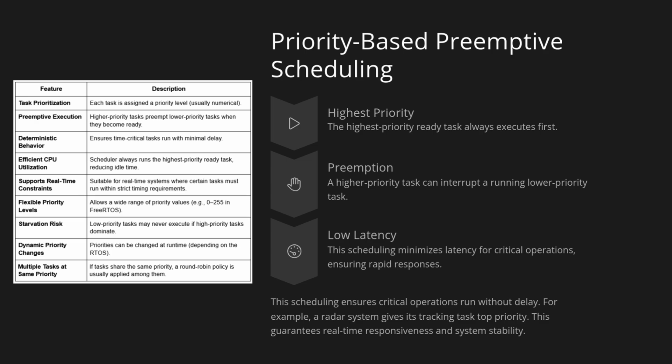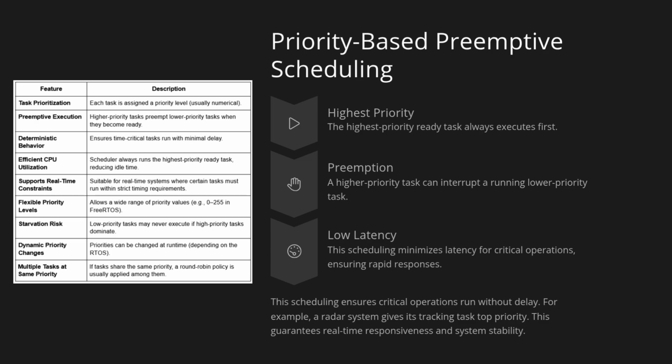Now let's move on to priority-based preemptive scheduling. In this scheduling method, whenever a higher priority task becomes ready, it immediately stops any lower priority task that is currently running. This is called preemption. Now why do we do this? Because it allows the system to react instantly to time-critical events. This ensures low latency and real-time responsiveness of a system.